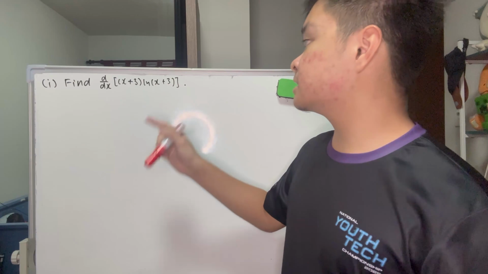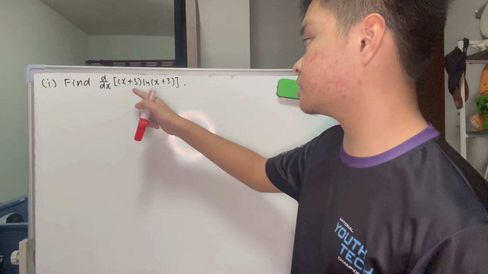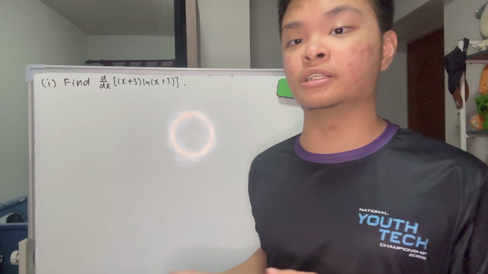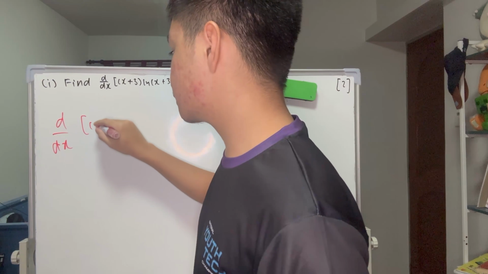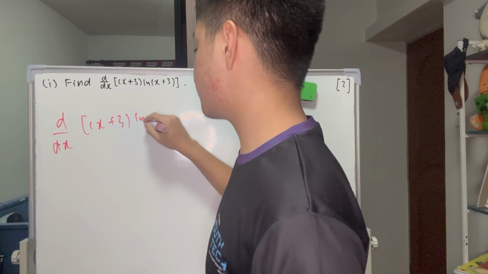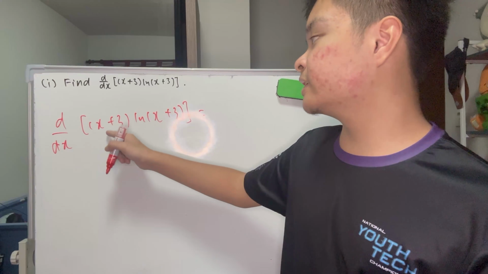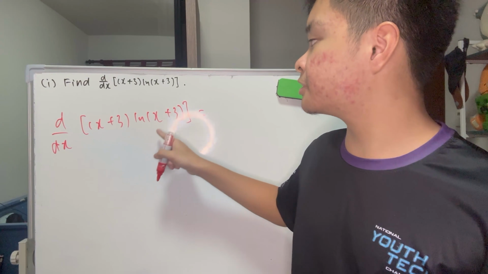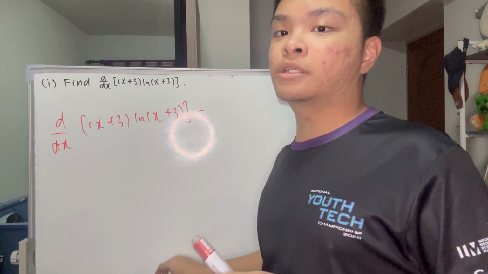So looking at this function, we know that we need to use the product rule in order to differentiate this because there are two things multiplied together. So I'm going to copy down this to show that I am answering the question. So first, we need to differentiate x plus 3 multiplied by ln of x plus 3. So let's go back to basics.